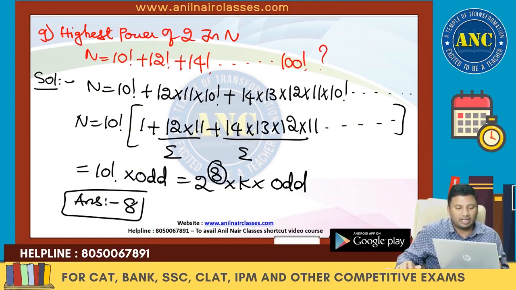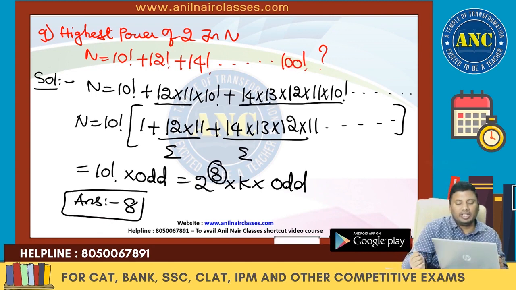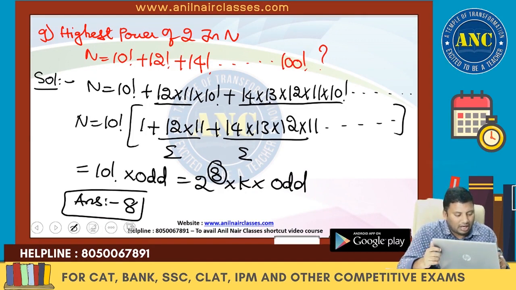10 factorial, 12 factorial, 14 factorial and so on up to 100 factorial. 12 factorial is 12 into 11 into 10 factorial. 14 factorial is 14 into 13 into 12 into 11 into 10 factorial. 10 factorial common, 1 plus 12 into 11 plus 14 into 13 into 12 into 11. So answer for this question is 8.